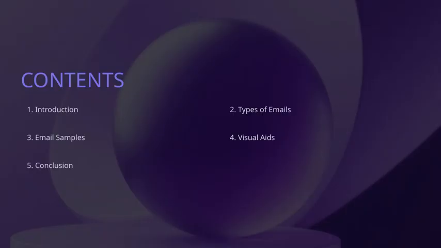Let's take a look at the contents of today's presentation. We'll start with the introduction, which will give us an overview of the topic. Then, we'll move on to email samples to see real-life examples in action. Next, we'll explore different types of emails, which is the focus of this slide. After that, we'll discuss how visual aids can enhance our email communication. Finally, we'll wrap up with a conclusion to summarize the key points.